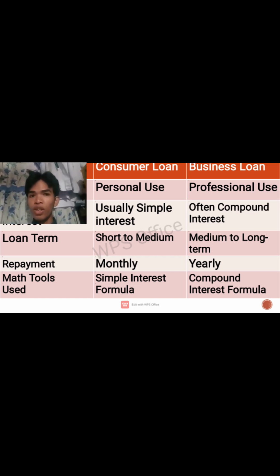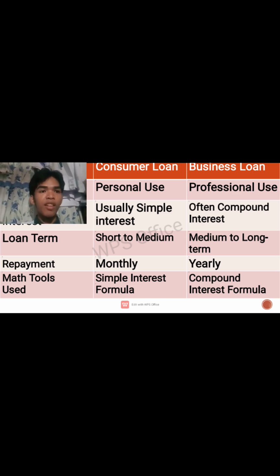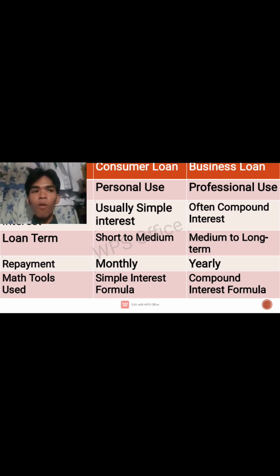For their loan terms, consumer loans are short to medium term, which is days to months, while business loans are medium to long term, which is monthly to yearly. And for the repayment, consumer loans are paid monthly, while business loans are paid yearly. And for the math tools, consumer loans use the simple interest formula, while business loans use the compound interest formula.